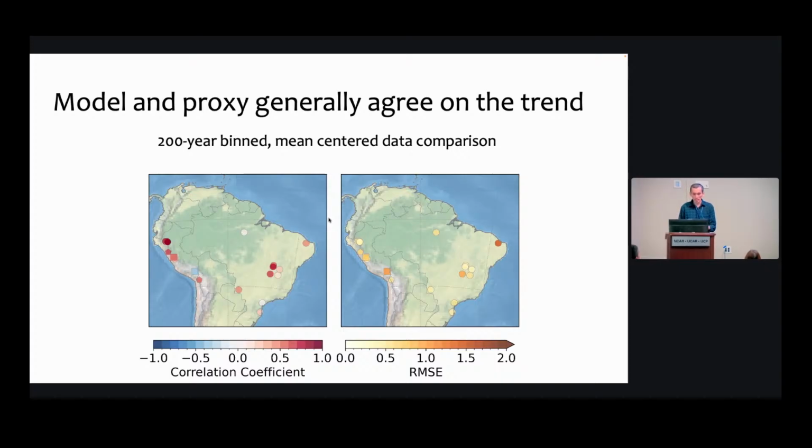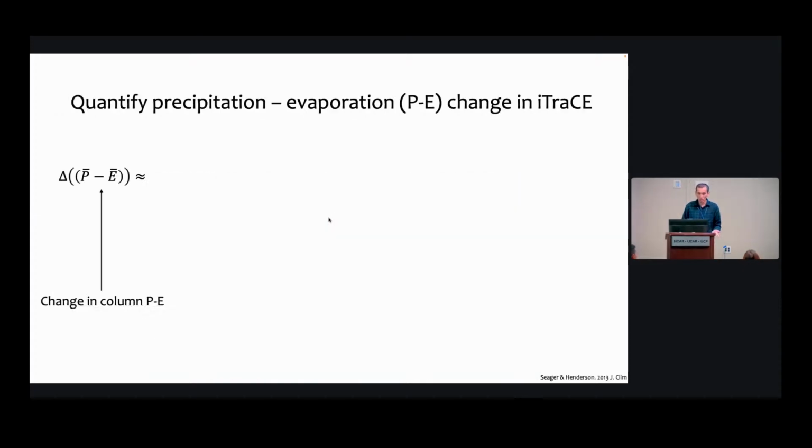And then you can see here on the left-hand side is the correlation coefficient between the proxy record and the data. They look okay, like most of them are red. And then on the right-hand side is the root mean square error. It varies by a bit, but the takeaway is that there's no systematic error or discrepancy between models and proxies. So then we can go ahead and look at quantifying hydroclimate change.